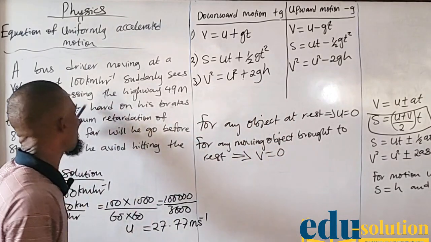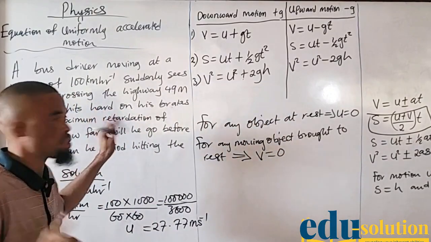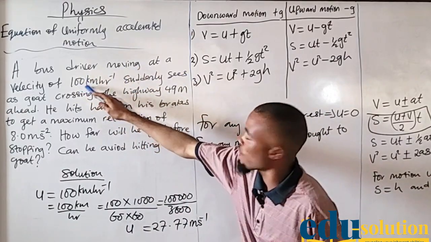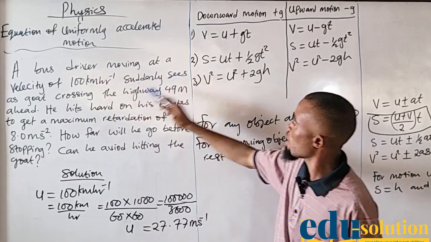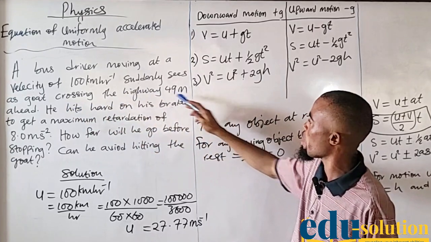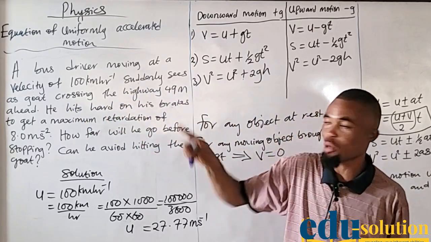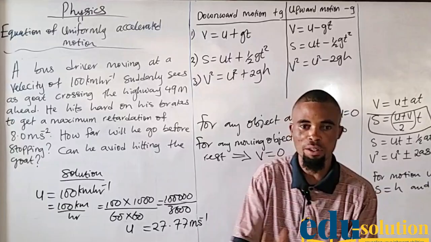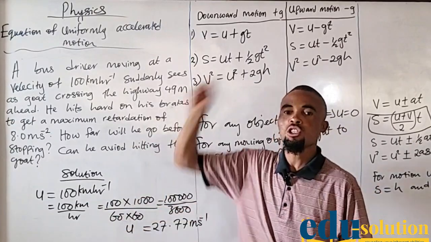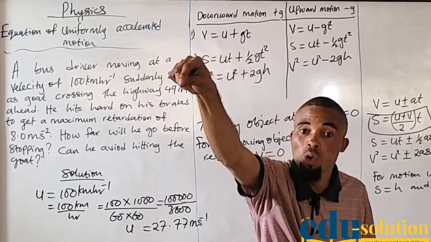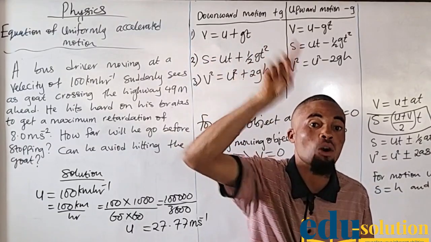So we have one parameter there, which is velocity. Let's go ahead with the question again. Suddenly the driver, who was moving at this speed, sees a goat crossing the highway 49 meters ahead. Please don't be confused. You have to be very careful with the parameters we are having here. The driver was moving at this velocity, and then he saw a goat 49 meters ahead. That's the distance of the goat. That's not the distance the driver covered.